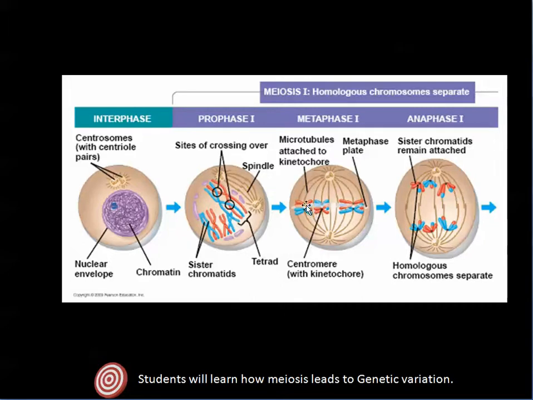Also, right here, you notice they're lined up side by side. In mitosis, they're all right on top of each other because each cell's getting one copy. Here, they're lined up in tetrads or homologous pairs.